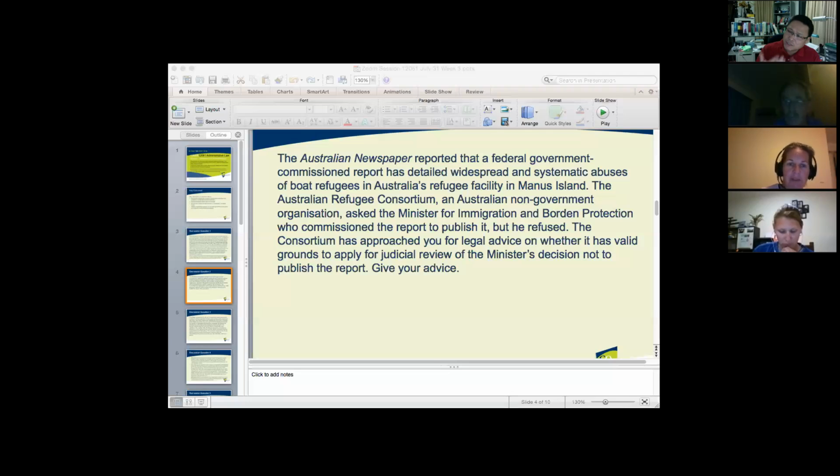So the reason why the consortium won't have the ability to apply for judicial review is that it's not aggrieved. It doesn't have any right that has been affected by the decision. That's one. Is there any other reason why judicial review might not be available? Would there be another reason?